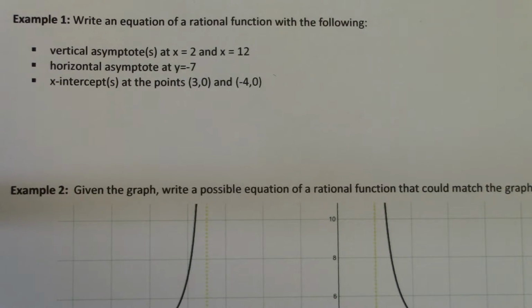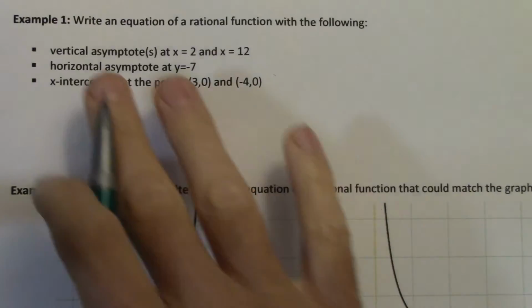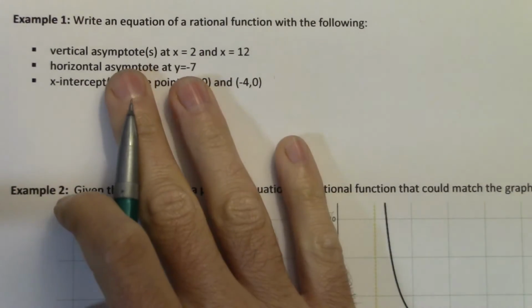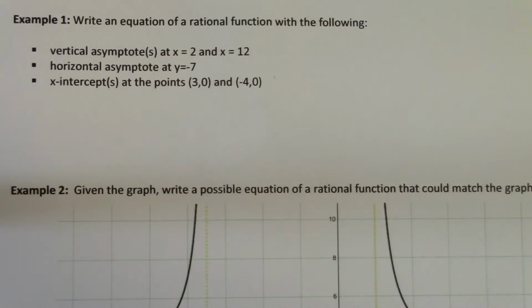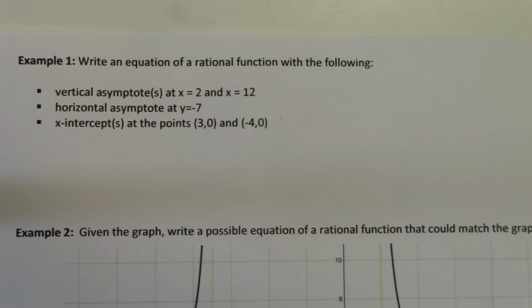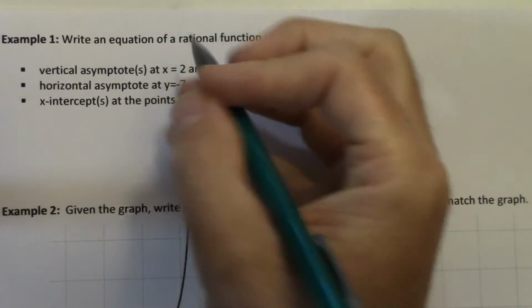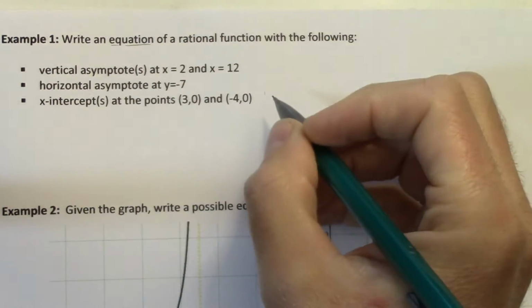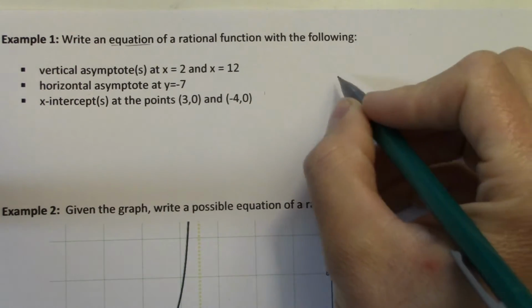Alright, in this video we're going to go through two examples where we're trying to write the equation of a rational function with some different characteristics. The first one's just going to be written out, here are the characteristics, and the second one is going to be from a graph. Alright, so we're just going to dive right in. Remember, it's an equation of a rational function, so it better have an equal sign.